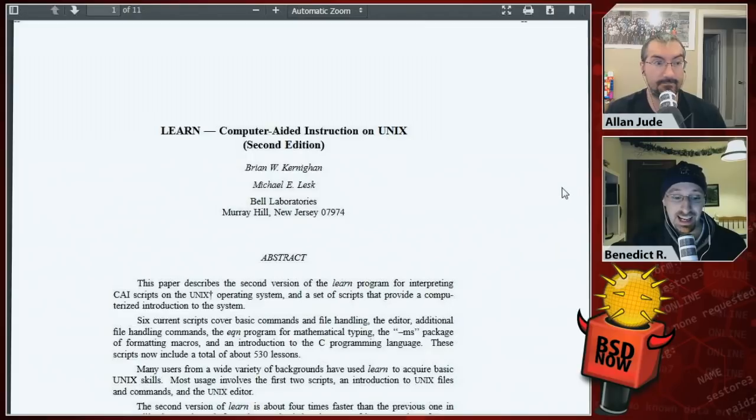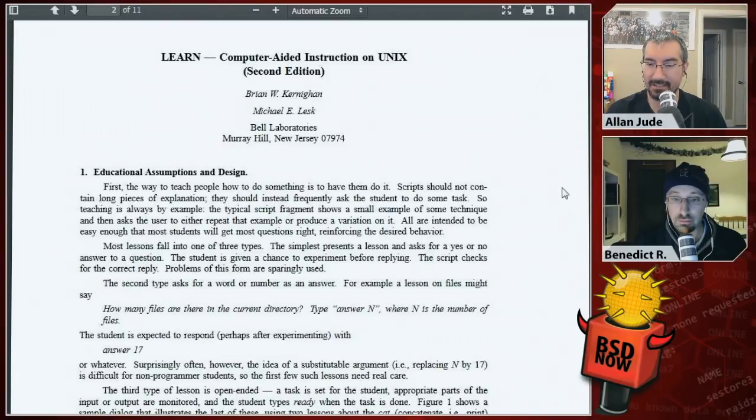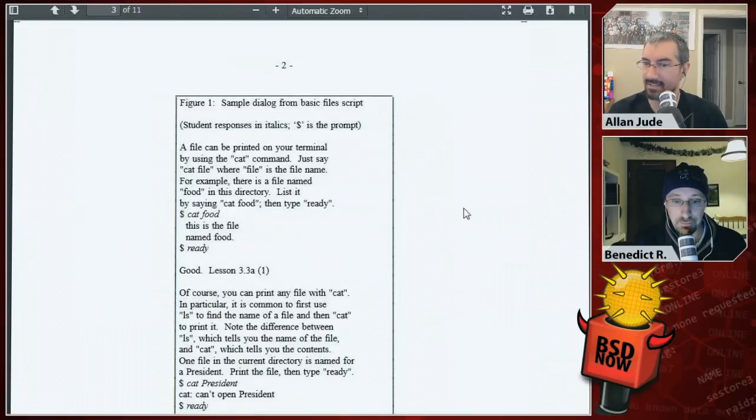Next story, computer-aided instruction on Unix. So what's this? This is a PDF we have in the show notes. This is a paper from, I think, 1979 about writing a tool to teach people how to use Unix. So it's kind of an adventure-based text game, kind of. Oh, right. I see. Yeah. So you can see it asks questions, and everything the user types is written in italics with the $ sign prompt.